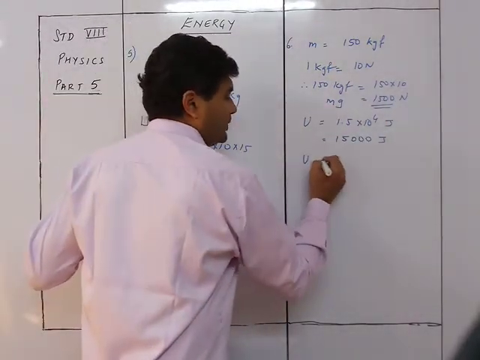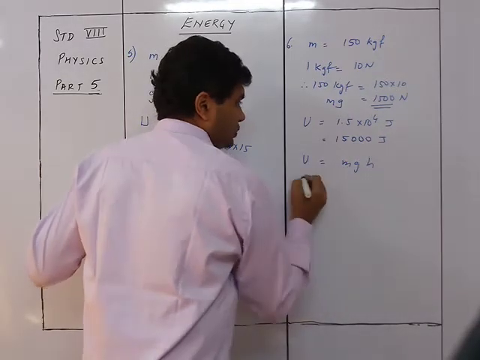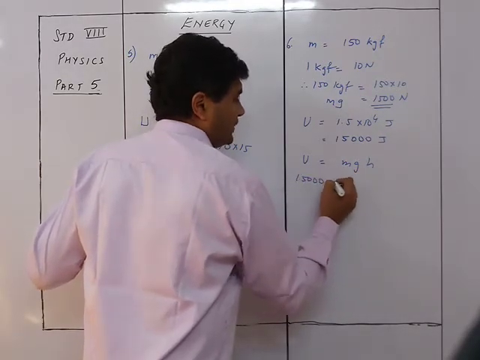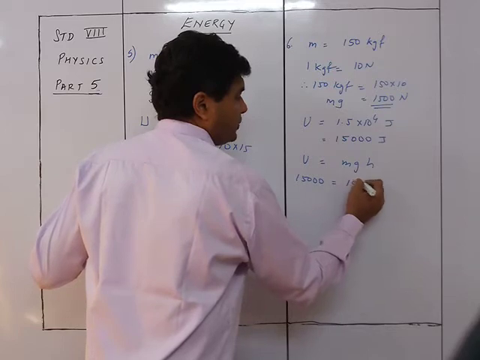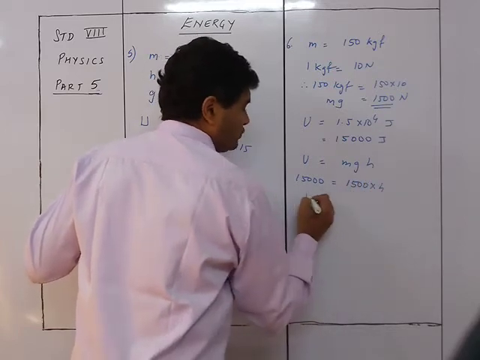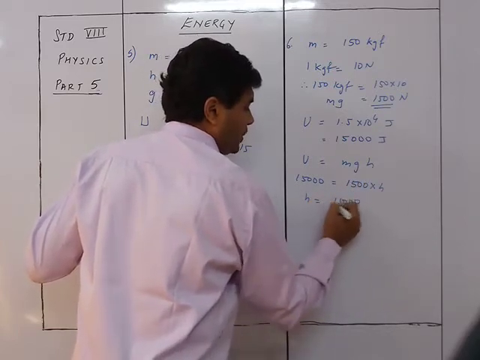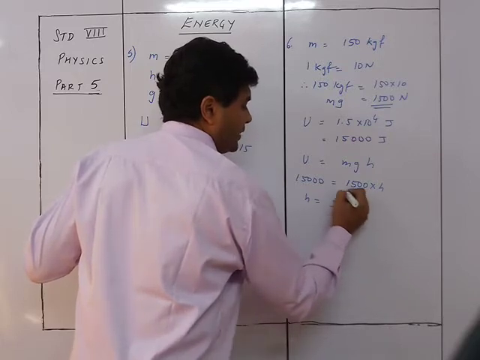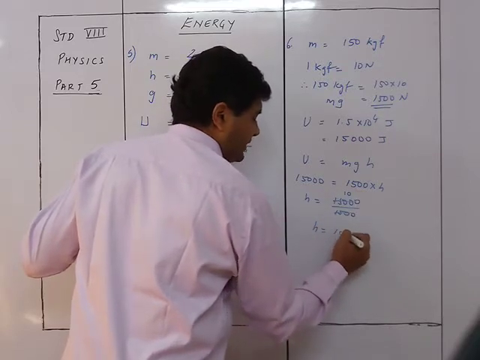So we see that U is equal to mgh. So 15000 is equal to 1500 into H. So H will be equal to 15000 upon 1500. That will be 10 times. So H will be equal to 10 meters.